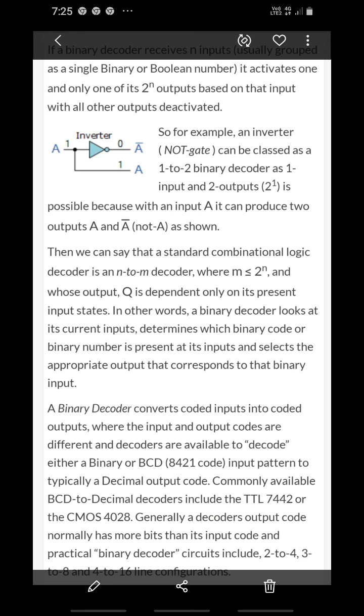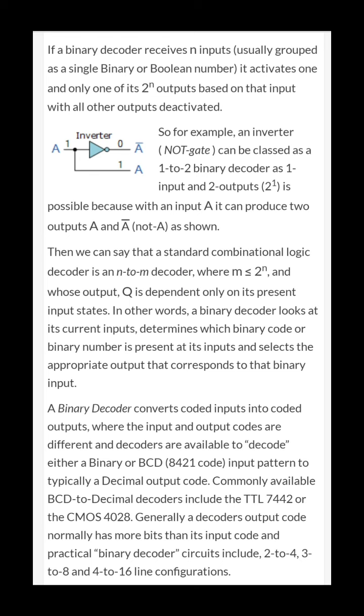Generally, a decoder output code normally has more bits than its input code, and practical binary decoder circuits include 2 to 4, 3 to 8 and 4 to 16 line configurations.